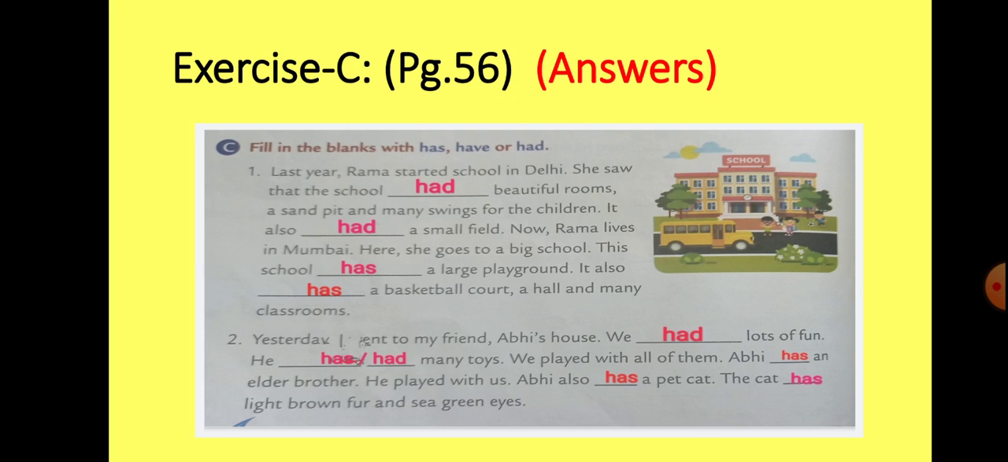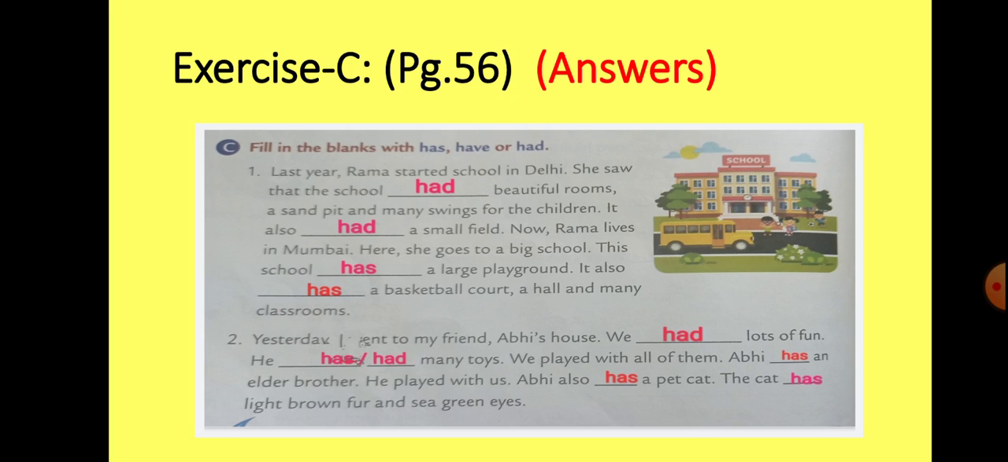It also had a small field. Now, so now it is all present. So we have to use has or have here. Rama lives in Mumbai. Here she goes to a big school. This school has a large playground. It has a basketball court, a hall, and many classrooms.